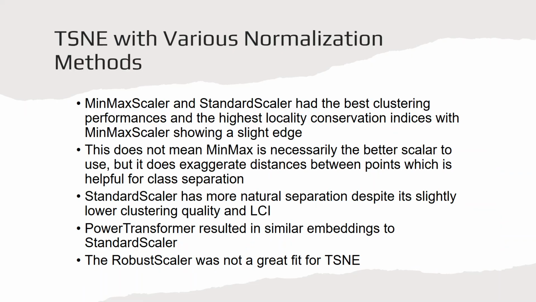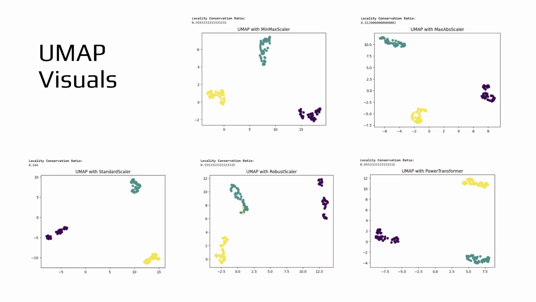Also, it's important to look at how the power transformer results in similar embeddings to the standard scalar. This is just due to the iris data being already kind of centered, and the power transformer doesn't change it too much. The min-max scalar had a better clustering performance than standard, but this does not mean it's necessarily better. It's better for separation, but it's not representing the data as well as standard.